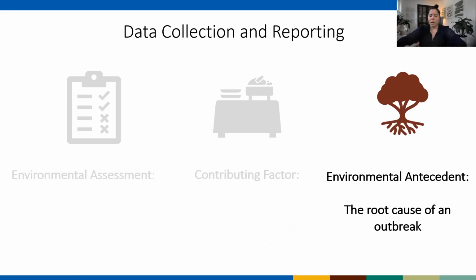So if there was an ill food worker implicated in the outbreak, that contributed as the contributing factor. An environmental antecedent might be that the worker didn't have paid sick leave, or that the manager couldn't find anyone to cover their shifts, so they worked while ill.